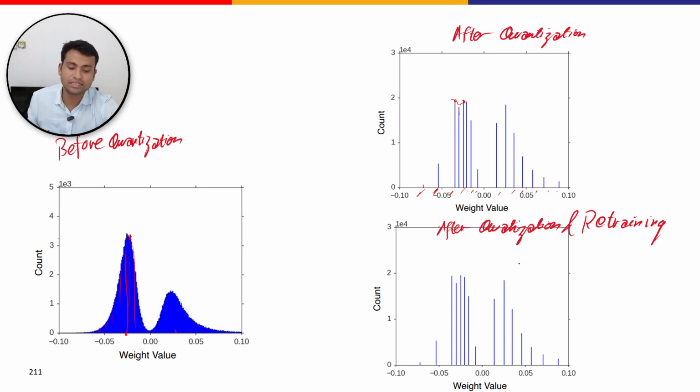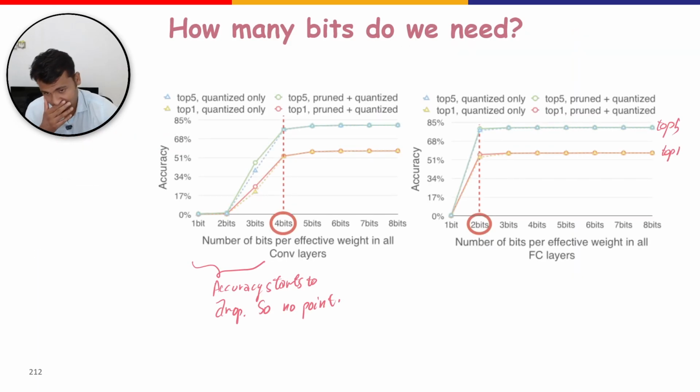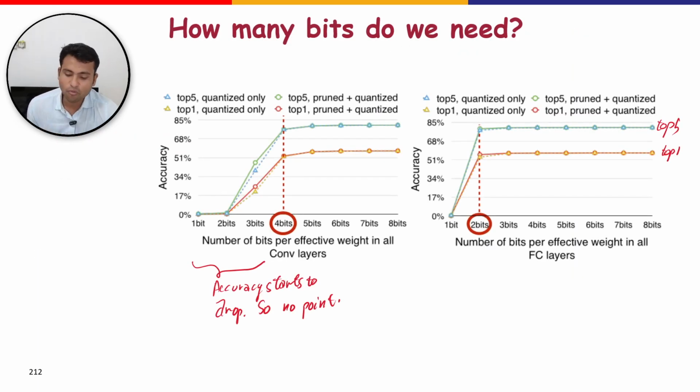And after retraining, you will see that the centroids, the weights, will shift. It's not evident in this image, but the weights have shifted a little bit to the left or to the right based on the gradients which we've calculated through backpropagation. So how many bits do we actually need? This is a standard question. Accuracy starts to drop, so there's no point in decreasing the number of bits further. Here we are calculating two metrics, top 5 accuracy and top 1 accuracy.